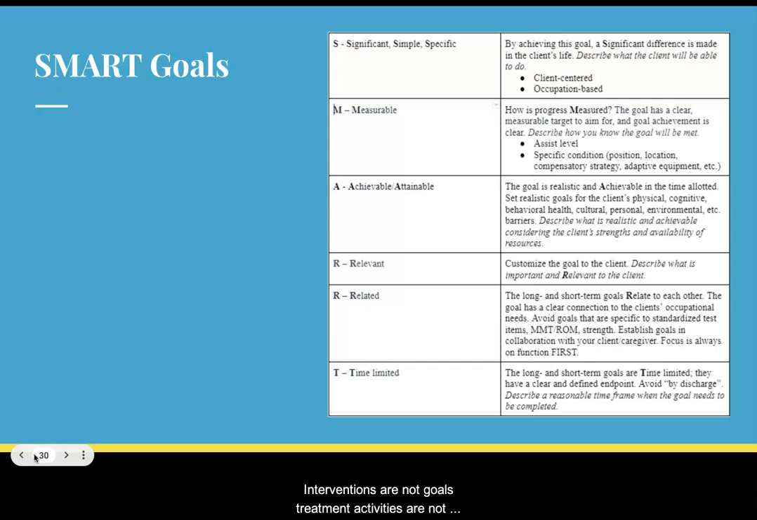Interventions are not goals. Treatment activities are not goals. These are specific areas that you are addressing with the client. Now, as we've discussed, these goals need to be significant, simple, and specific. They are client-centered and occupation-based. Increasing range of motion is not necessarily occupation-based. How do you put that in the context of occupation?